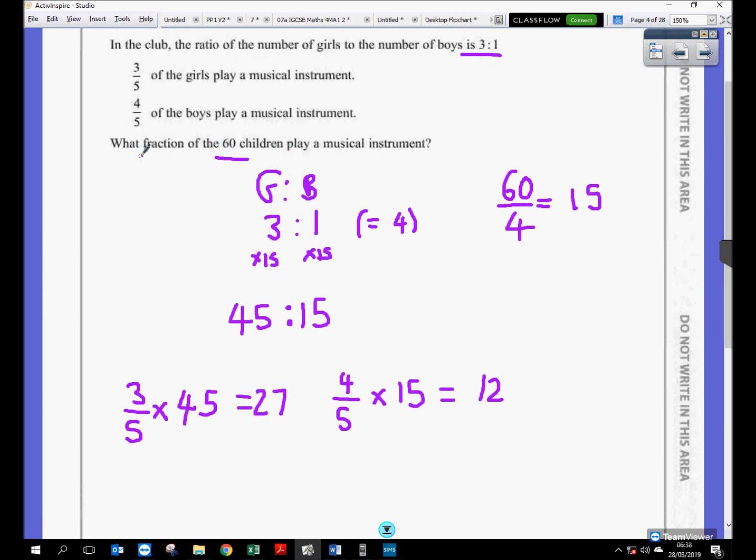What fraction of the 60 children play a musical instrument? So it's out of 60, and it's what fraction of them. So we have worked out how many children play musical instruments. We have 27 add 12, which gives us 39. So 39 over 60 is fine. If you want to cancel it down to 13 over 20, that's absolutely fine as well.